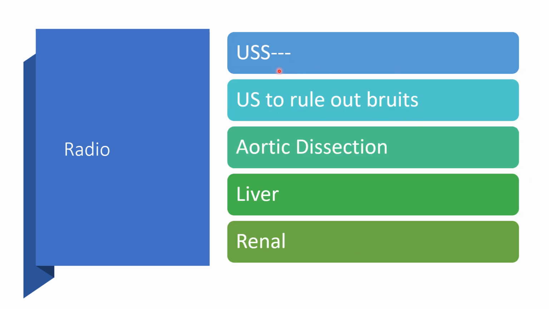Then ultrasound, for what? We can use ultrasound to rule out bruit, carotid bruit anywhere, aortic dissection, liver pathology, and renal pathology. Because with the CT and ultrasound, we can pick polycystic kidney disease, we can pick some other renal problems, and then ultrasound can help in making some of these diagnoses. Even CT can do the same.